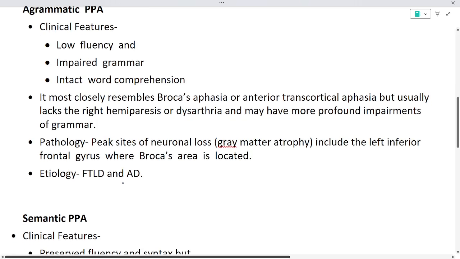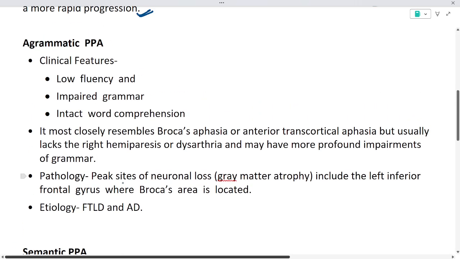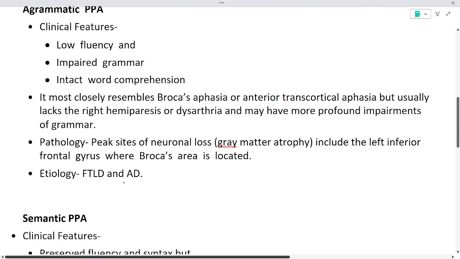Then there are three main types of PPAs. The first type is agrammatic PPA, right? Agrammatic PPA is the first type.